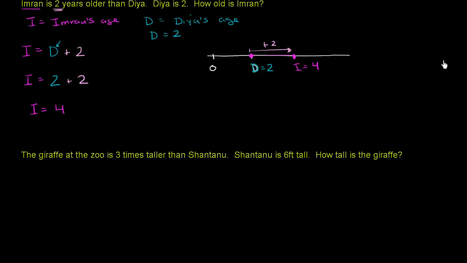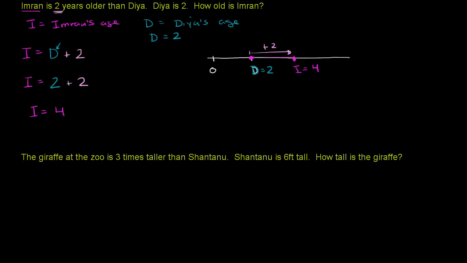Let's do the same idea. Let's use some letters to represent the different heights. So G for giraffe and S for Shantanu. So they say the giraffe, and I'll use G for the height of the giraffe, the height of the giraffe is 3 times taller, not 3 more feet, 3 times taller than Shantanu's height. So we could say that the giraffe's height is equal to 3 times Shantanu's height.